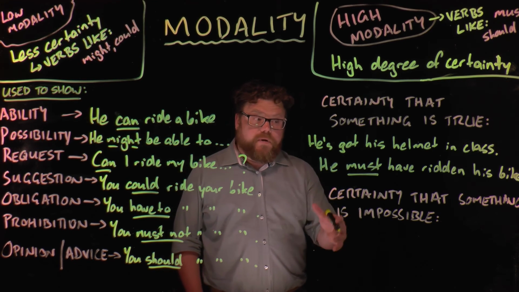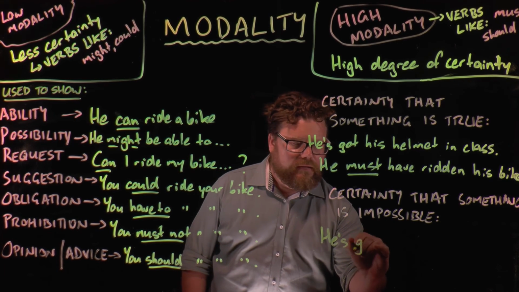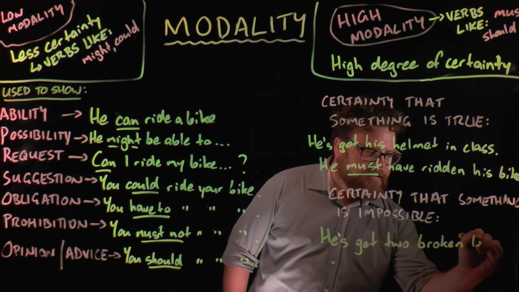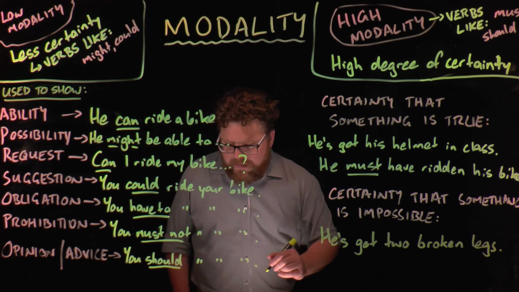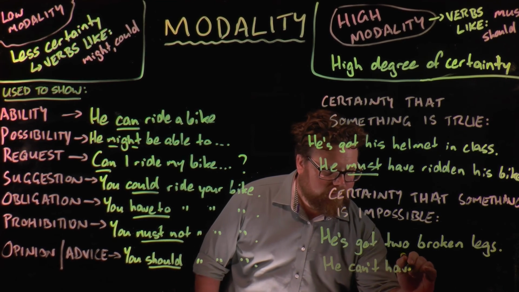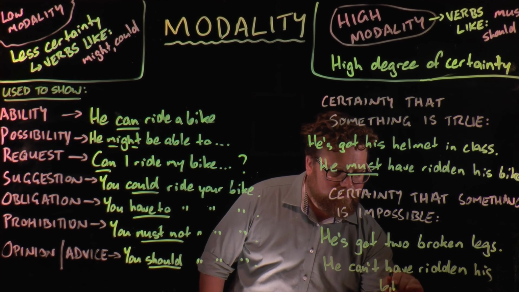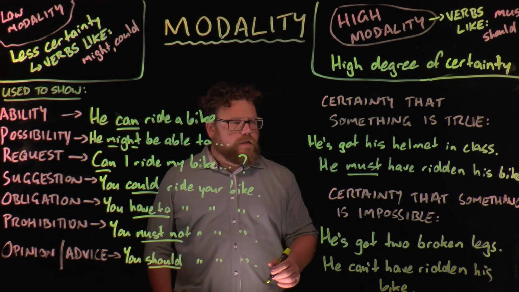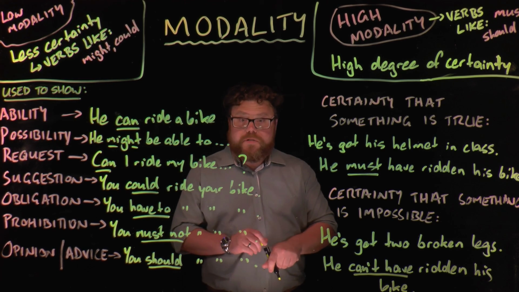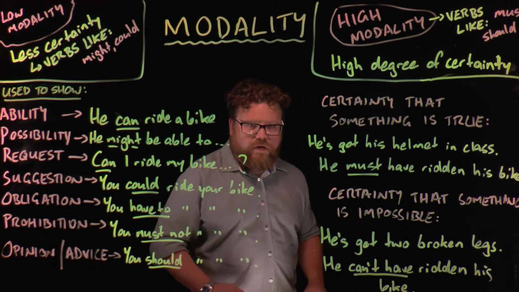It can also be used in the opposite way to show the certainty that something is impossible. He's got 2 broken legs. He can't have ridden his bike. Okay, so because we know that he's got 2 broken legs, then we are certain that it's impossible that he rode his bike. So he cannot have ridden his bike, showing the degree of modality.